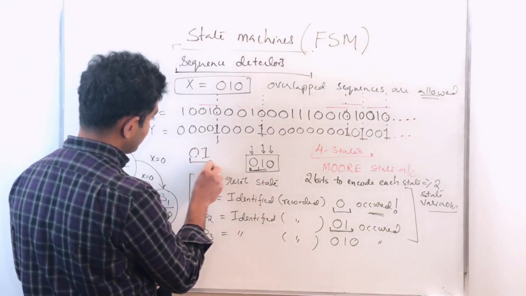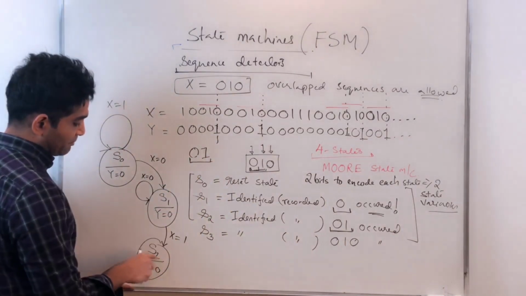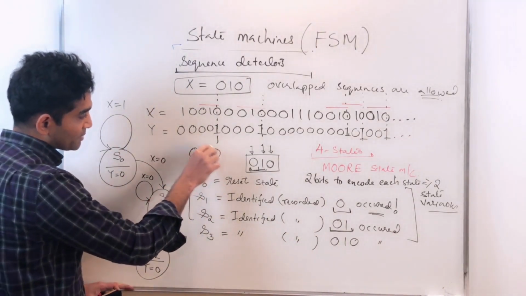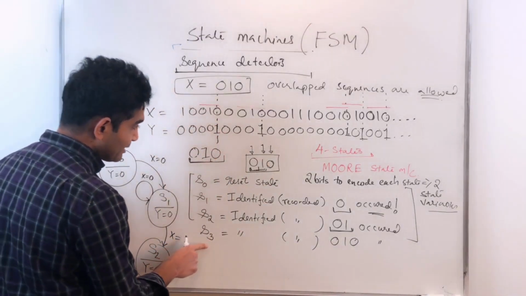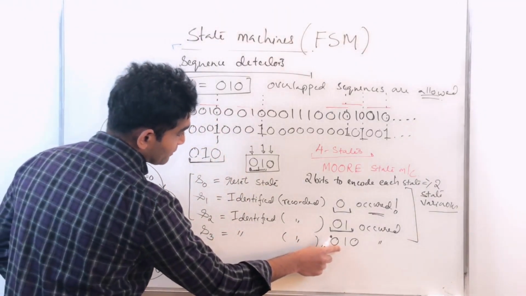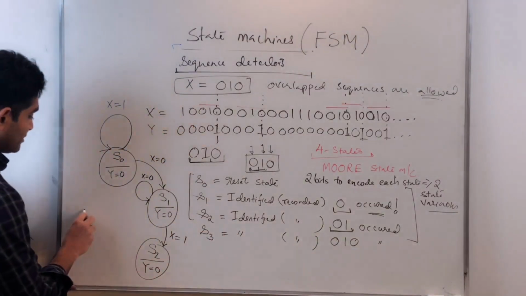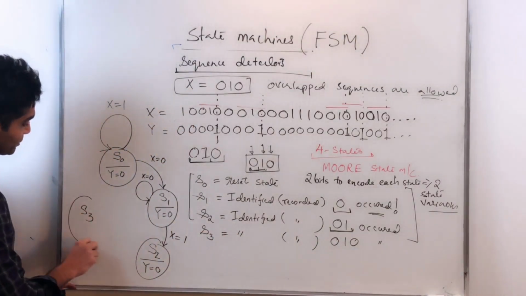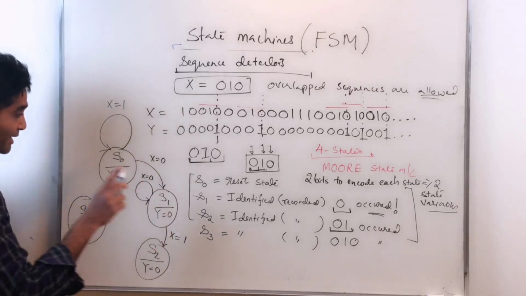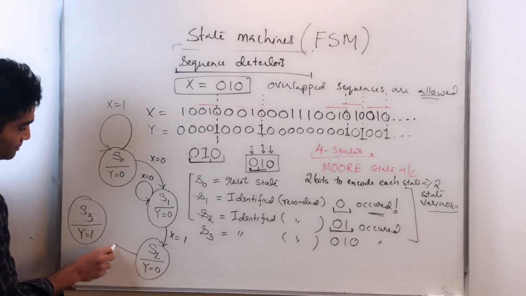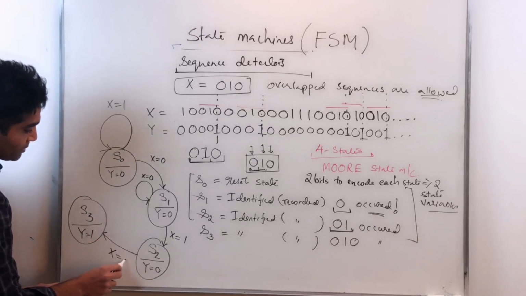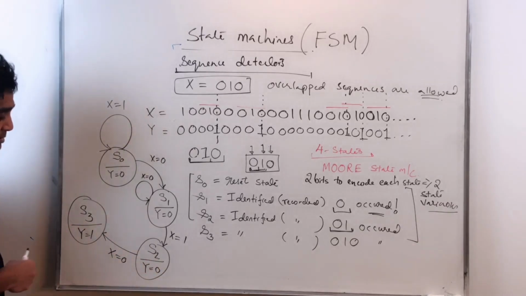So 0, 1 in the input stream takes me to the S2 state and a 0 occurs. Now I have identified the entire sequence. I defined S3 as a state that has identified the entire sequence 0, 1, 0. So I transition to the S3 state. Since I've identified the entire sequence, my output should be a 1. So x equal to 0 here takes me from the S2 state to the S3 state.